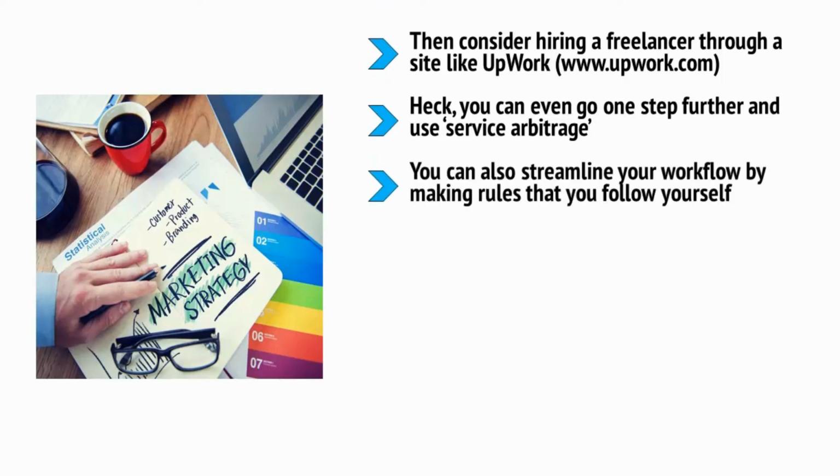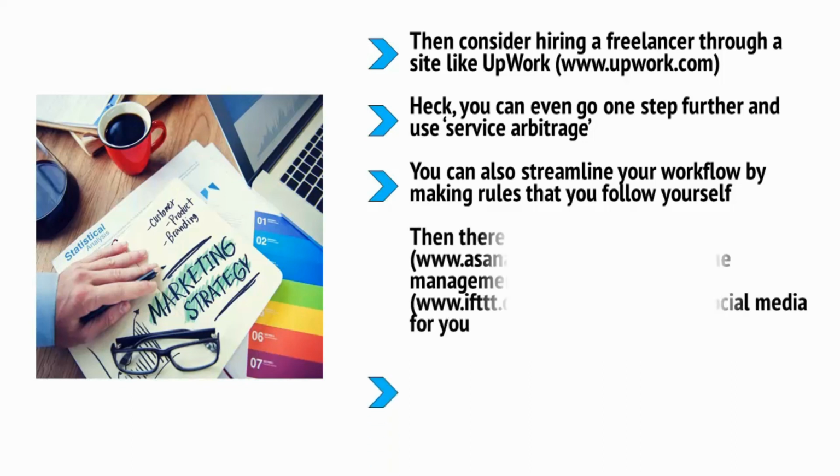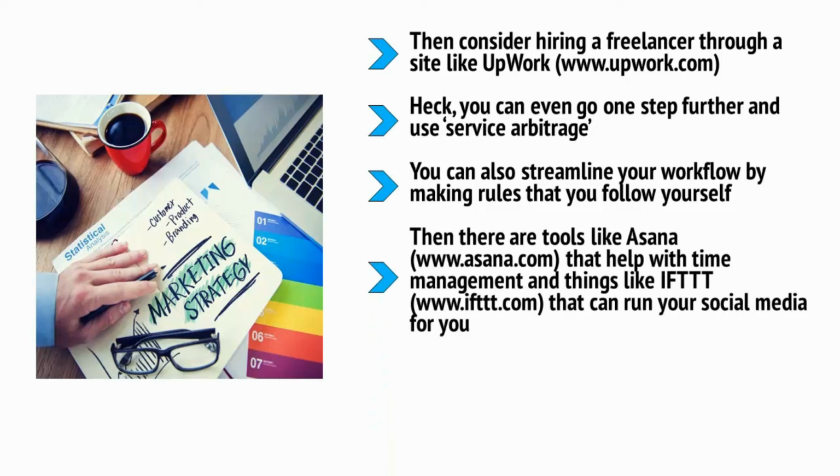You can also streamline your workflow by making rules that you follow yourself. This might mean keeping communication overhead to a minimum by not engaging in Skype calls or online meetings. Or it might mean simply finding ways to be more disciplined in the way you approach work. Setting yourself short blocks of time to work in can help, as can using things like the Pomodoro technique. Then there are tools like Asana, Asana.com, that can help with time management, and things like IFTTT, IFTTT.com, that can run your social media for you.